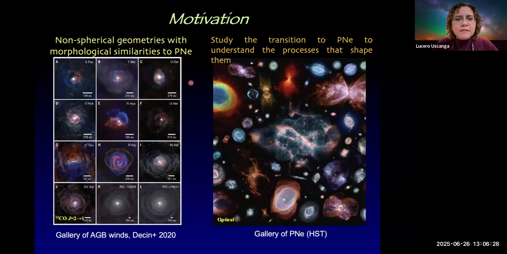At previous stages, as you can see in this gallery of AGB stars as observed in the CO transition, especially with ALMA, they may present non-spherical geometries with some morphological similarities to the planetary nebula. These have been explained by the presence of a binary system towards the center, but there is also another key factor that may influence the shaping of planetary nebula, and this is the magnetic fields.